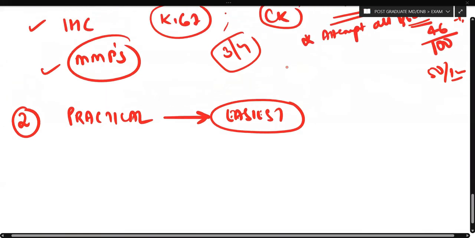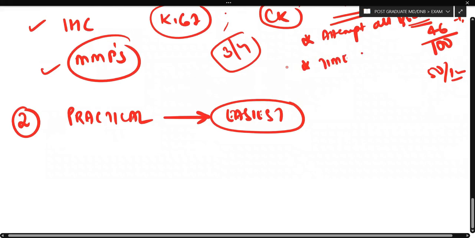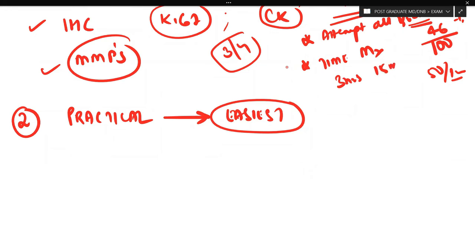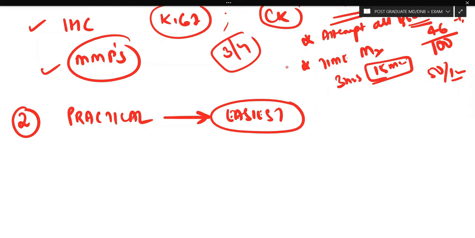Another very important thing is time management. You have a 3-hour paper and you have just 15 minutes to write one essay type question. You have to keep that in mind, because I have seen brilliant students who knew all 10 questions but could only write 6 or 7. They couldn't do well because of that. Really, I'm not kidding. So time management is very important.